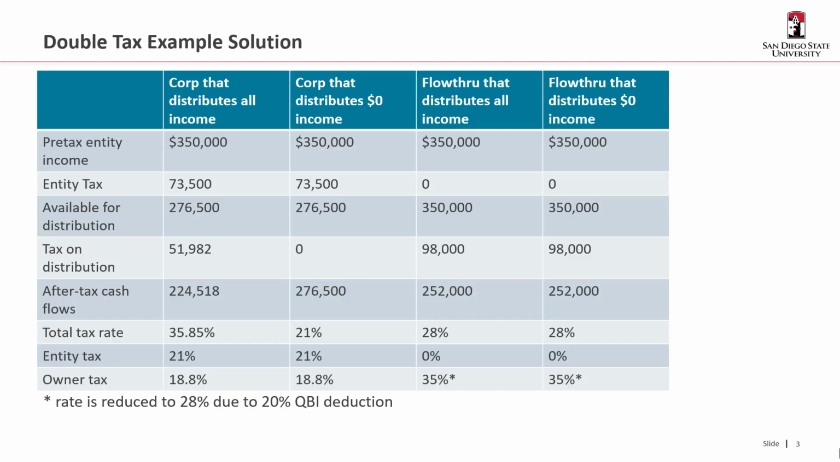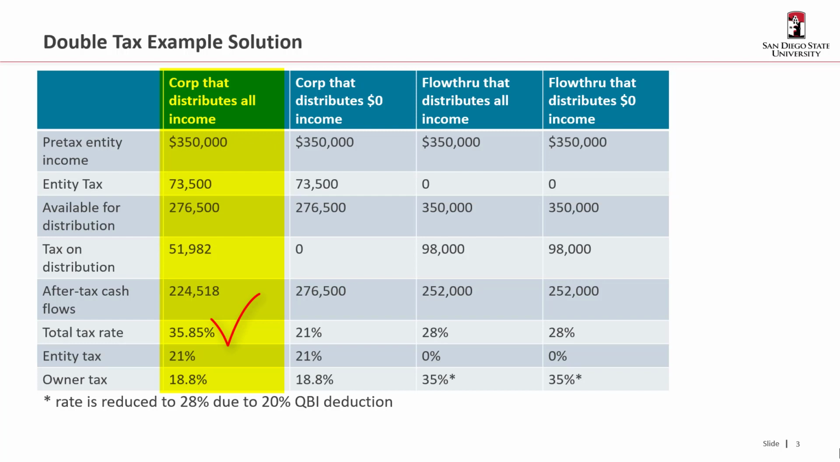So let's start in the column on the left, a corporation that distributes all of its income. So again, the pre-tax income is $350,000. 21% tax is $73,500. That leaves $276,500 available for distribution. She's going to pay 18.8% or $51,982, leaving after-tax cash flow of $224,518. Her total tax rate, part of which is at the entity level, part of which is at the shareholder level, is 35.85%.